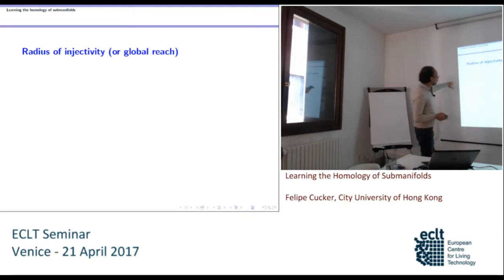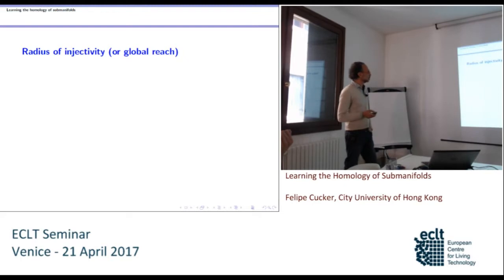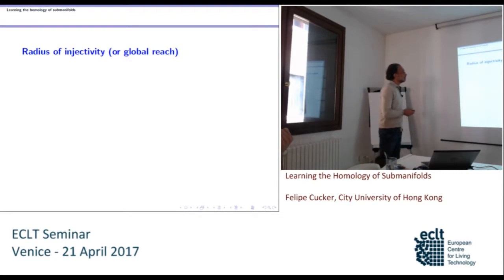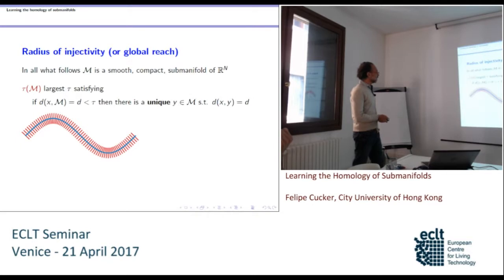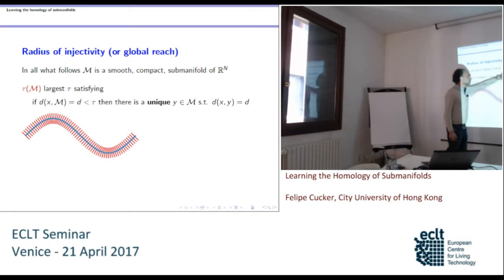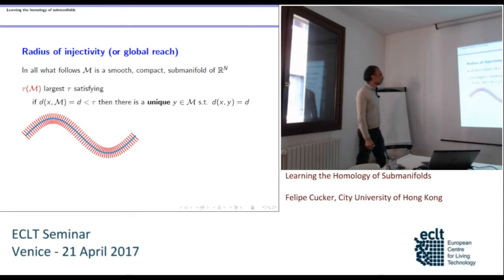So this is one notion that was originally introduced by a mathematician called Federer, but then Smale and company rescued it, called the radius of injectivity. And the idea is the following. Take M to be a smooth, compact submanifold of Euclidean space. So a circle, or any of these two curves we drew before.